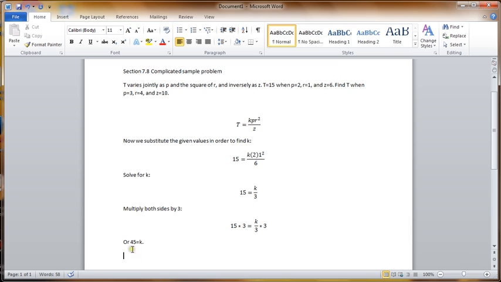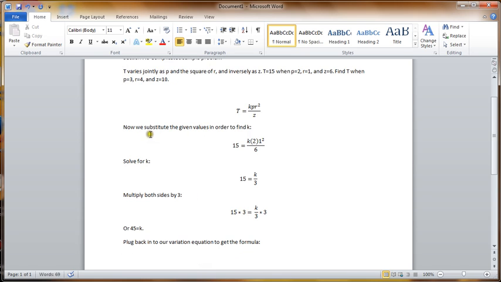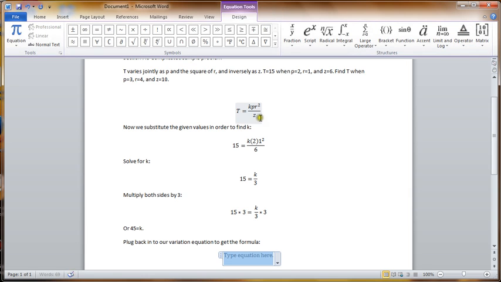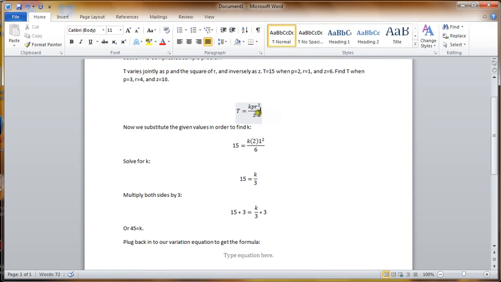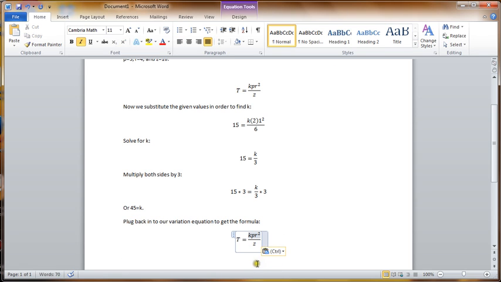And so now we're going to plug this value of k back into our original expression, which had all these other letters in it. Okay, so plug back in to our variation equation to get the formula, which is really all the same stuff as up here. I'm just going to use the copy and paste feature, and then I'll go in and edit the k out and put the 45 in. So that's our formula that relates t with p, r, and z.